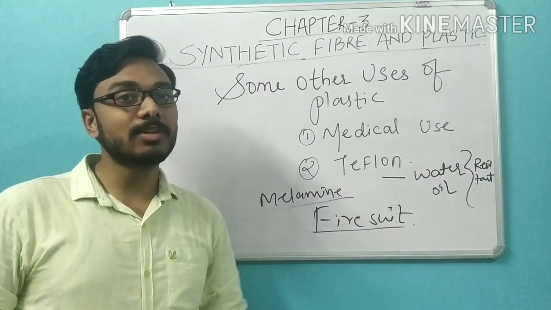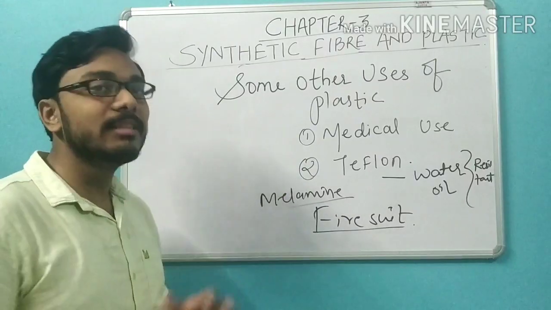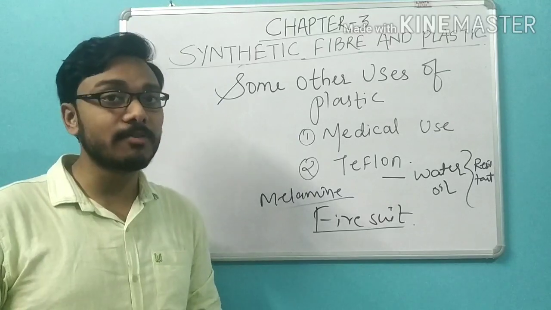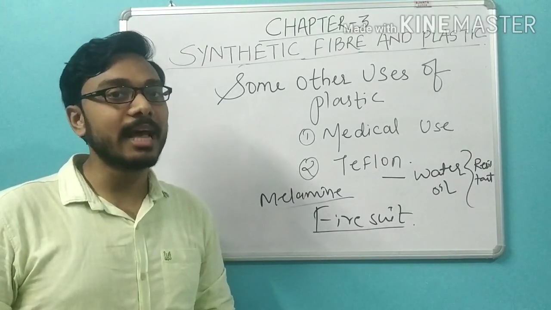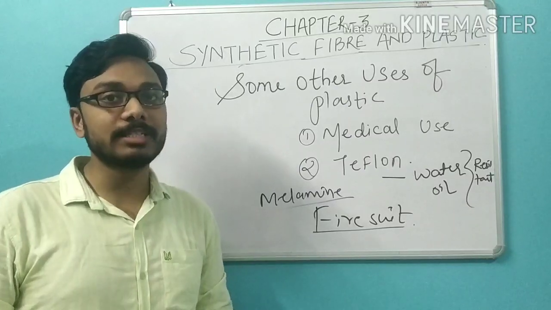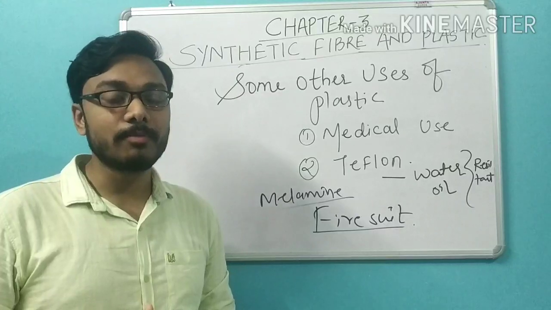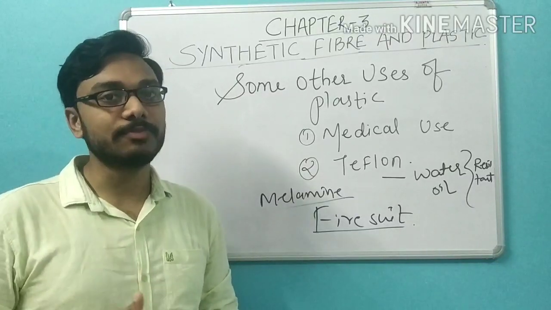So students, this was all about today's topic. It is a very short topic, only the general properties of plastic and some other uses of plastic, which we have covered in this video. In the next video, we will see about plastic and the environment. What is the relation between plastic and the environment? Is there any harm from plastic to our environment, or is it good for our environment? We will see that in our next video.